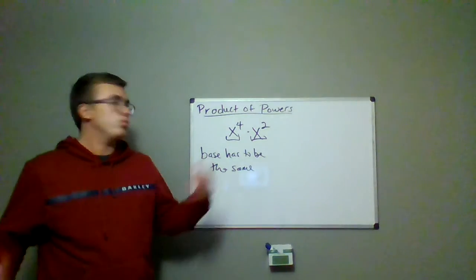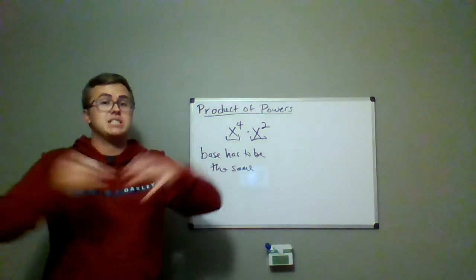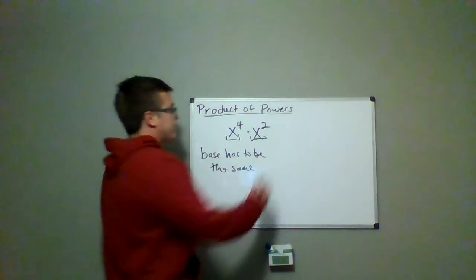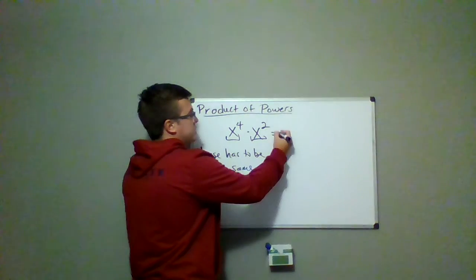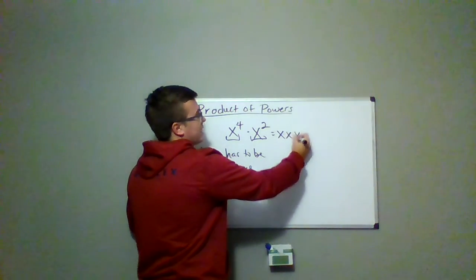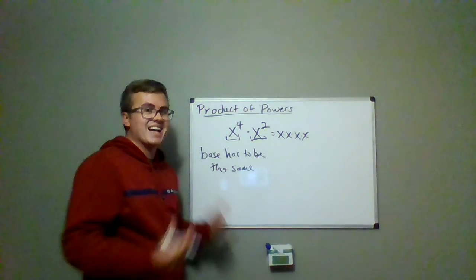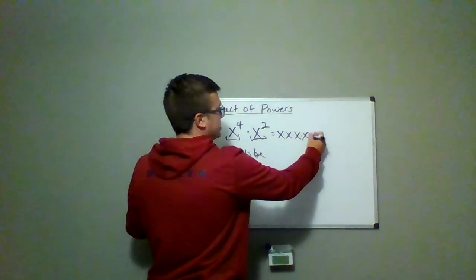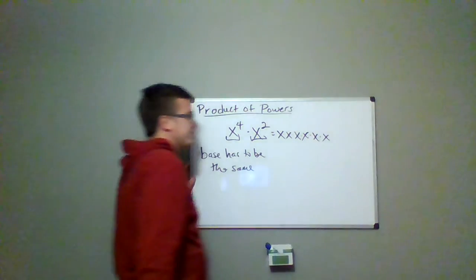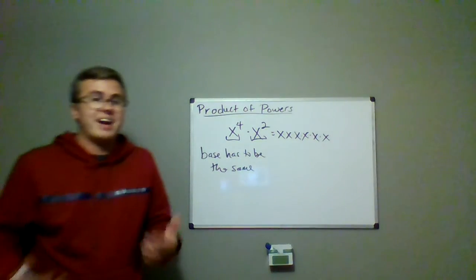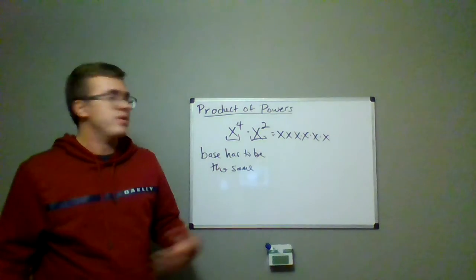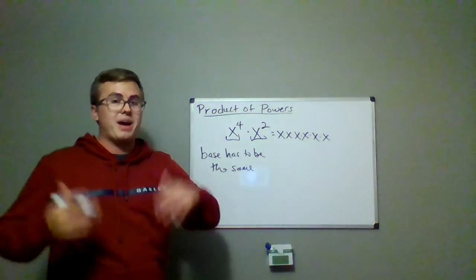So if I write this whole thing out, if I expand this first one, x to the fourth power just means it's x times x times x times x. And then this one here, I've got x to the second power, so that's x times x. Now I'm just going to simplify it. How many x's do I have that are being multiplied by itself?